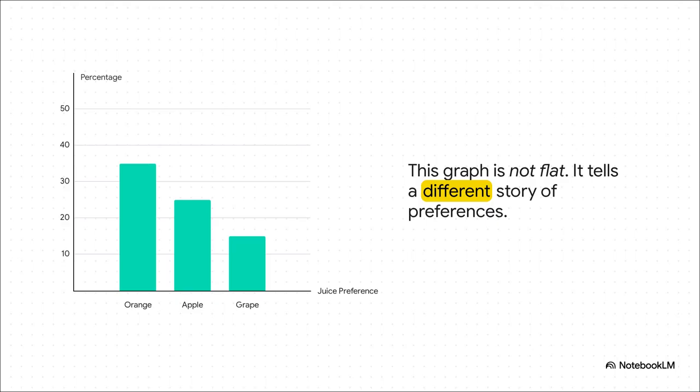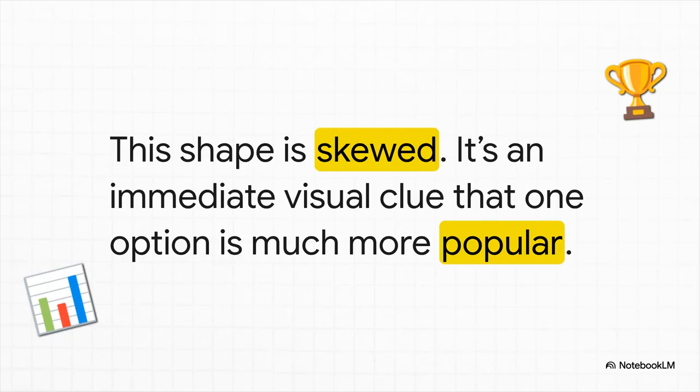Okay, now let's switch gears. Let's look at some juice preferences. You can see immediately, this is not flat. The bars are all over the place. This is a totally different kind of story. Yep, this shape is what we call skewed. It's like a giant visual clue screaming, hey, look over here. One choice is way more popular. That big bar for orange juice is totally dominating the graph, creating this unbalanced or skewed look.